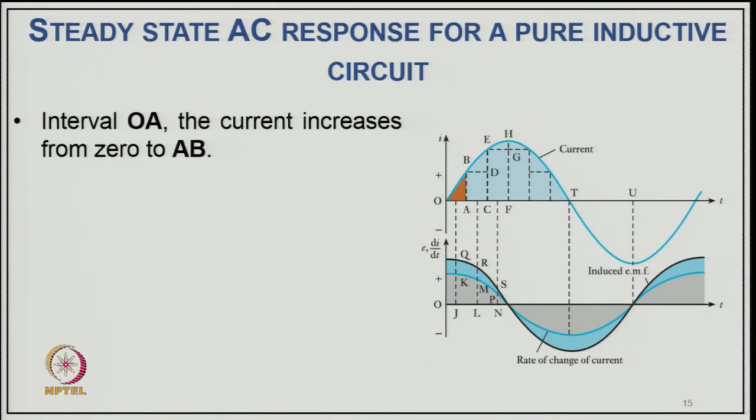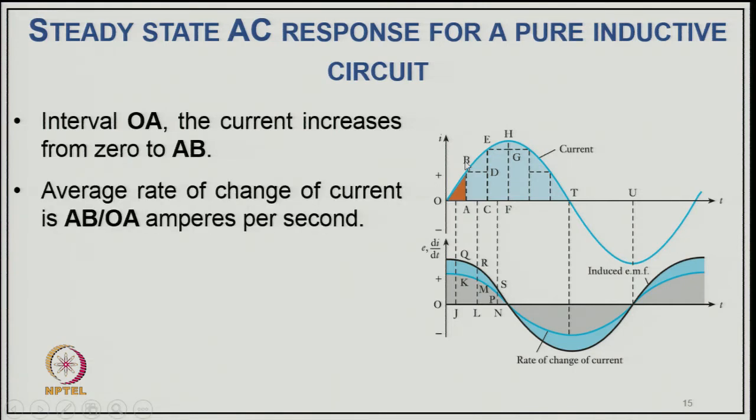Here, in the interval OA, the current increases from A to B, and the average rate of change of current will be AB upon OA, where AB is the vertical portion by which the current increases, and OA is the time period.